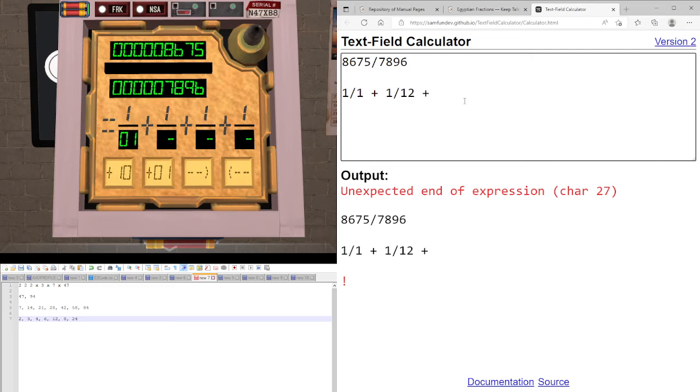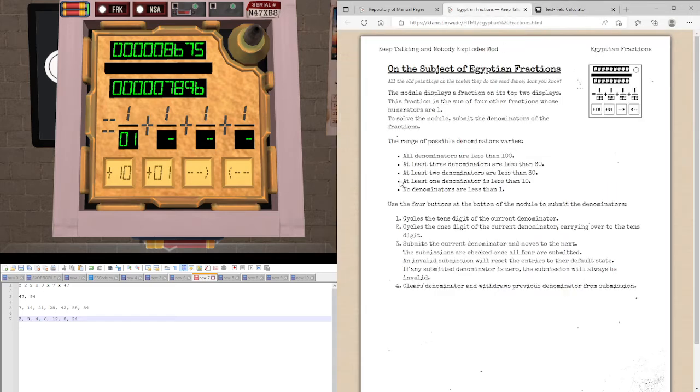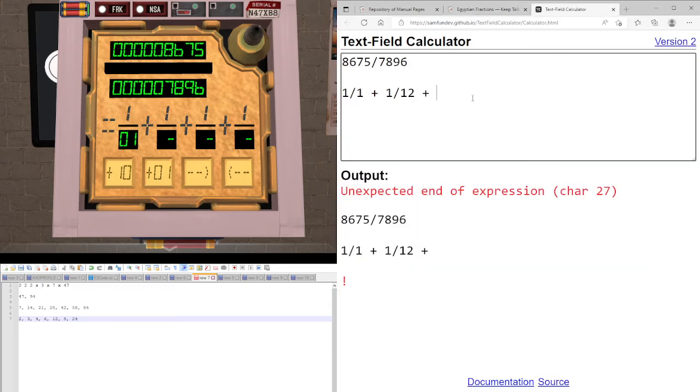Oh yeah, just to mention, there is at least one denominator less than 10, but there is a chance that all of them could be less than 10, because then you have 2 less than 30, 3 less than 60, and all less than 100. So all of them could be small, but I think that's not often the right answer. Let's go.